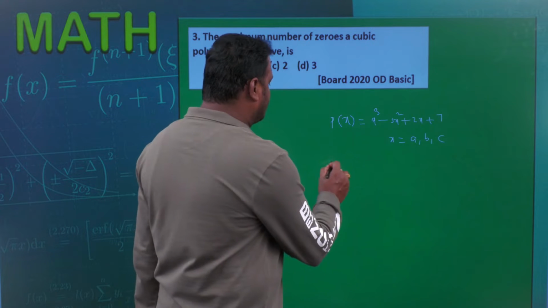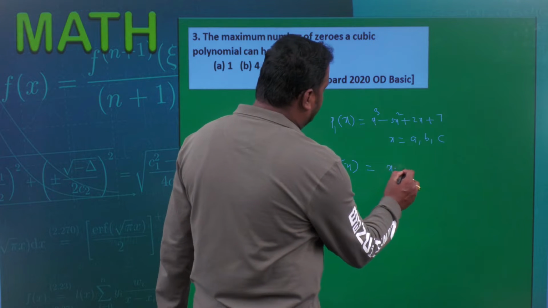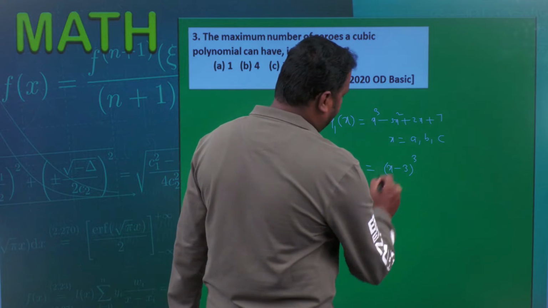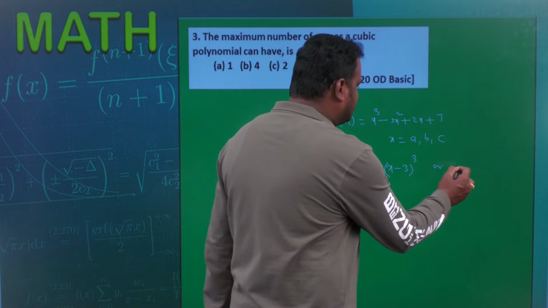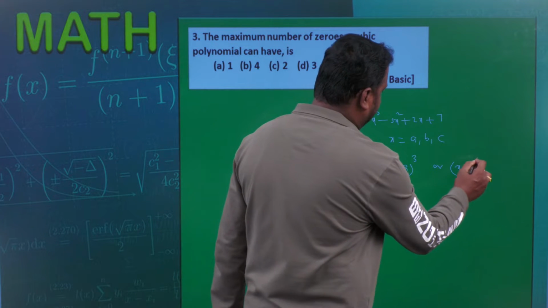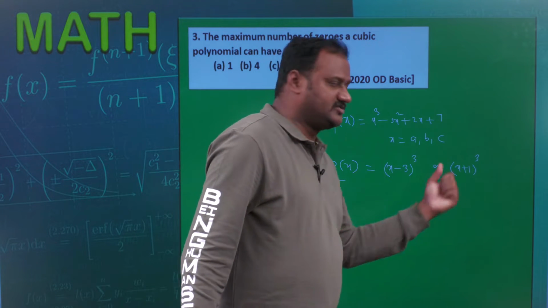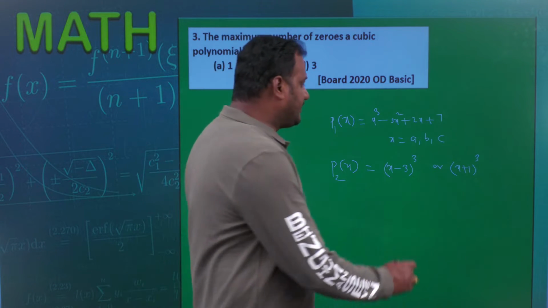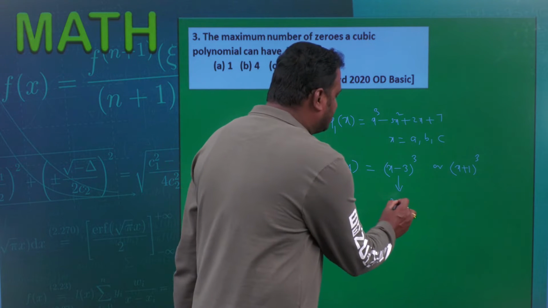I am taking one more polynomial, p2 of x is equal to x minus 3 whole cube. See here, x minus 3 whole cube, or something like x plus 1 whole cube for example. In these two polynomials, this is one third degree polynomial, and this is another third degree polynomial. But what are the zeros of this polynomial? This is 0 only when x is equal to 3.